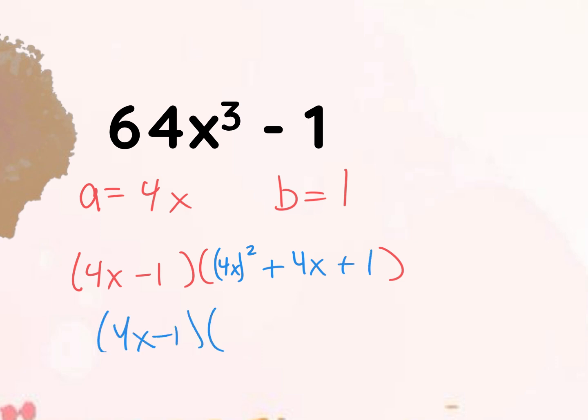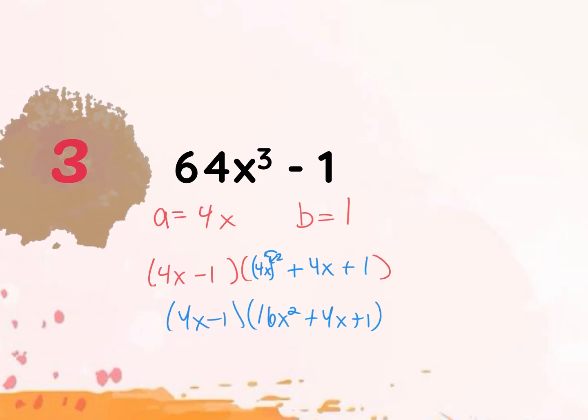So this is 4x minus 1. What's the first term in my parenthesis? 16x squared. Where did you get 16 from, Olivia? You are correct. You have to square both things. You got to square the coefficient and the variable. And then it's just plus 4x plus 1. All right.